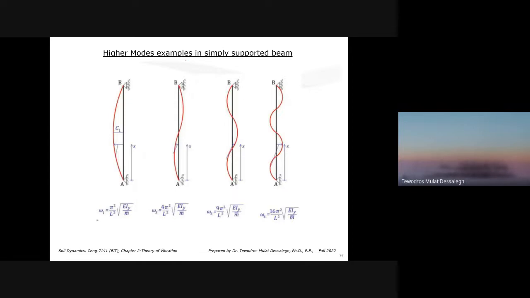Higher mode examples in a simply supported beam. If you have a simply supported beam, the first mode of vibration is like this, up, and it can be down like this, just up and down. This is the first mode vibration. Then the second mode, the third mode, with higher flexibility and higher frequencies. So these are analytically solvable. Any book will give you the frequency for the second, third, and fourth mode for a simple beam or a cantilever beam or any beam.